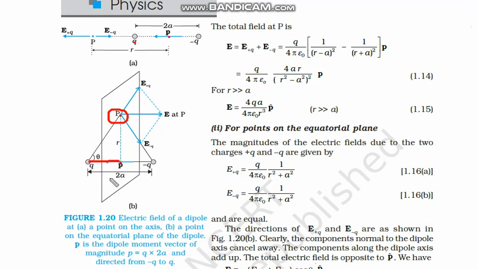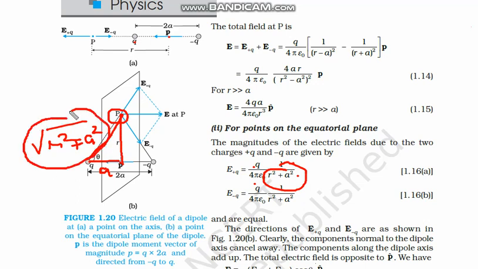So this is a, and this distance is r. Now how can we calculate this? The total distance is the square root of r square plus a square using Pythagoras theorem, so this diagonal is root of r square plus a square. Now from this positive charge, q is the charge, 1 upon 4 pi epsilon naught is the constant. Now 1 upon r square plus a square, this is the square of the distance. So the distance was root of r square plus a square, so when we square, this is simply r square plus a square.